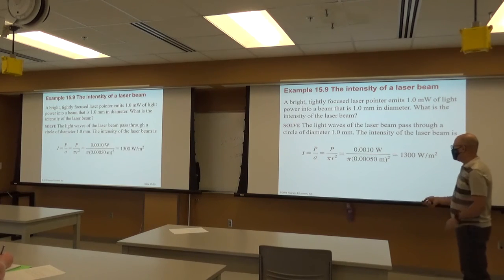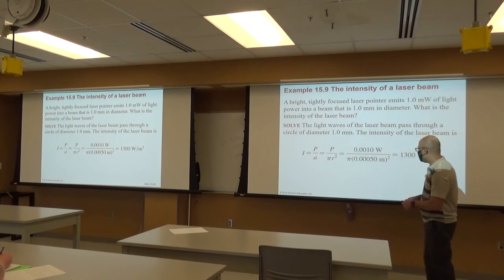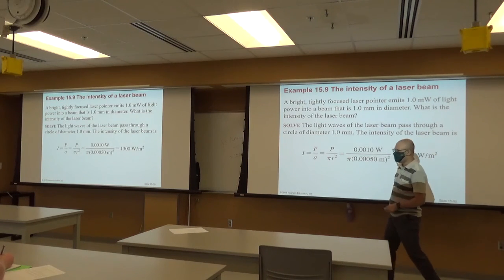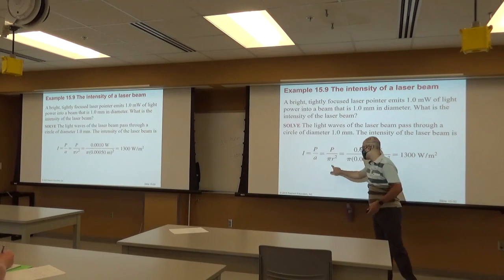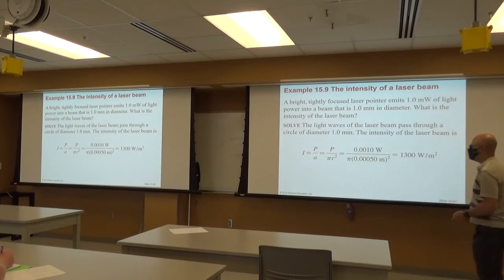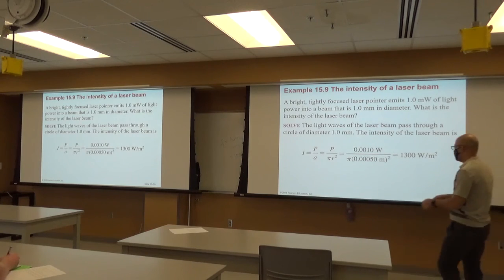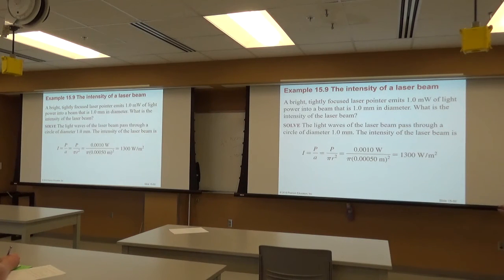Now, when you use area here, if it is a surface area, a small area like this, then you use pi r squared. But if you are using a three-dimensional area, you would need to use 4 pi r squared here. The formula for the area of a sphere is 4 pi r squared, but for a tiny area like this, you can use pi r squared. Okay, so that's the intensity.